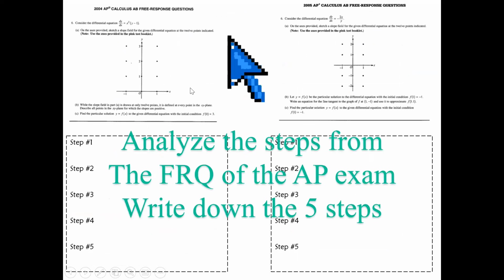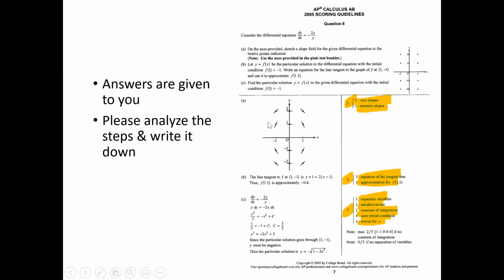Okay, so if you're done with this, we're going to take a look at this page. You're going to analyze the steps from the free response questions of the AP exam, and I want you to write down the 5 different steps that are affiliated with answering the questions. So here's the first one for 2005. These are the steps, and this is the part for A, B, C of what they're expecting. And then here is how the points are awarded. If you have these 2 things, it's worth 2 points. Next 2 is 2 points. If you have these 5 different things, it is worth 5 points. So altogether, it's worth 9.